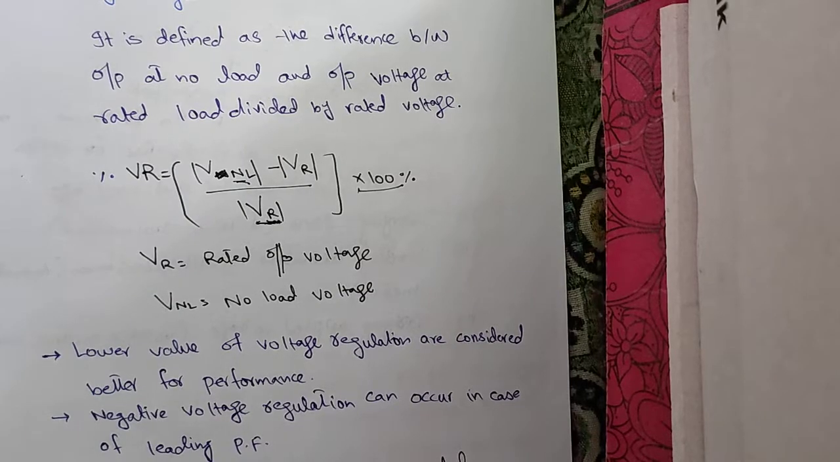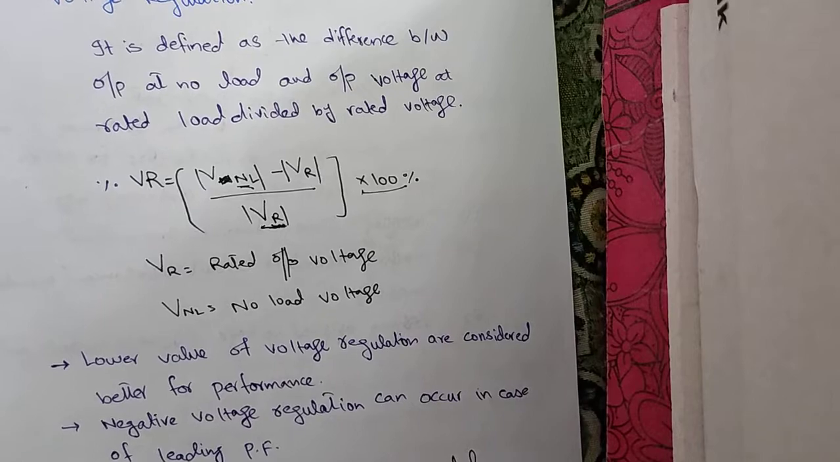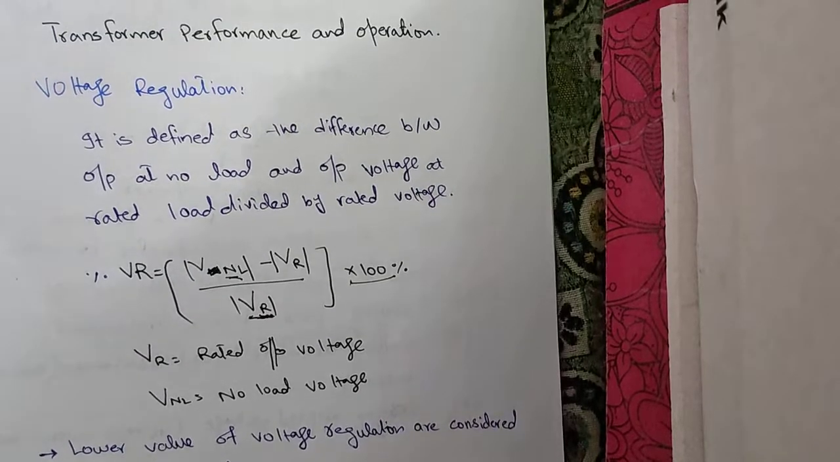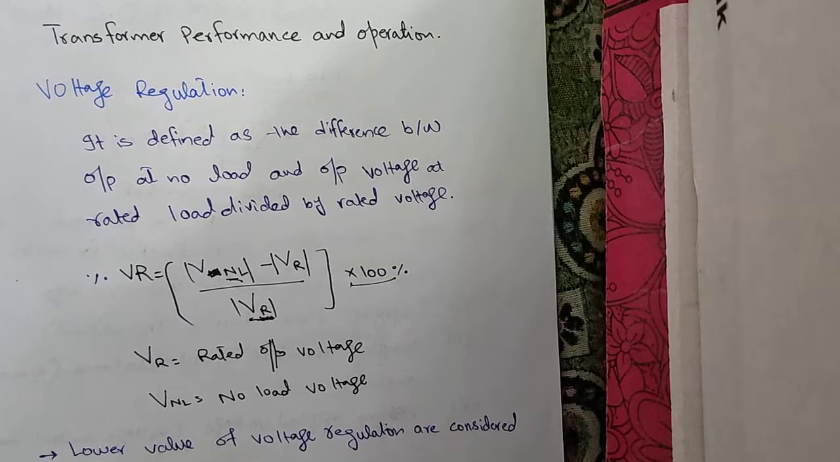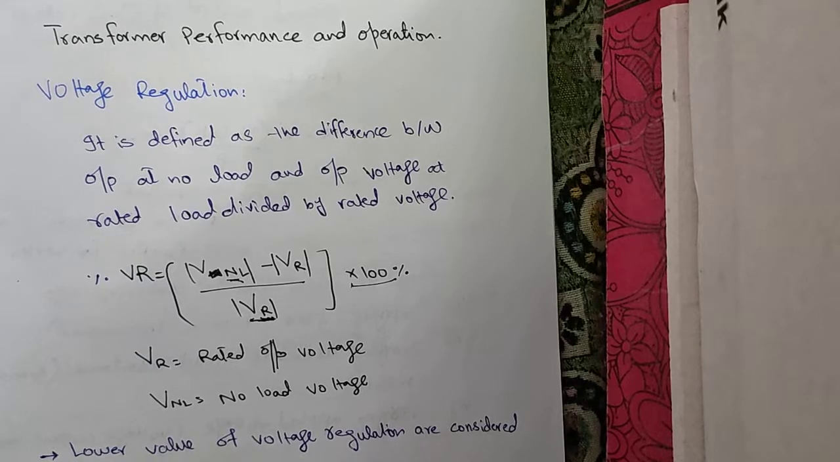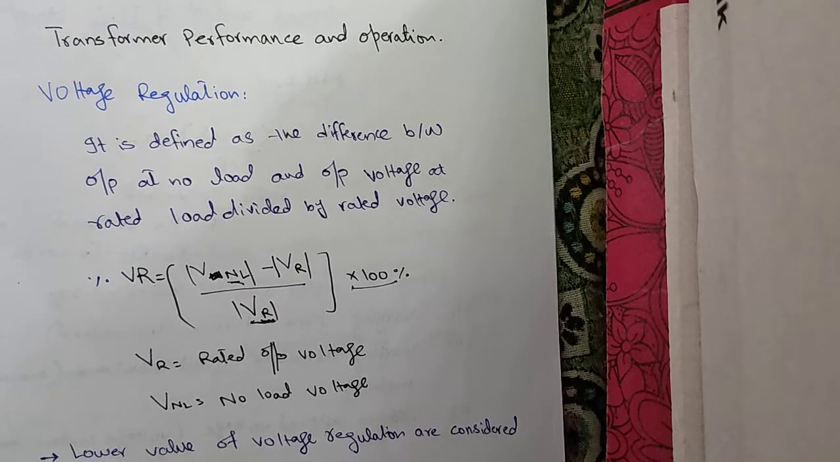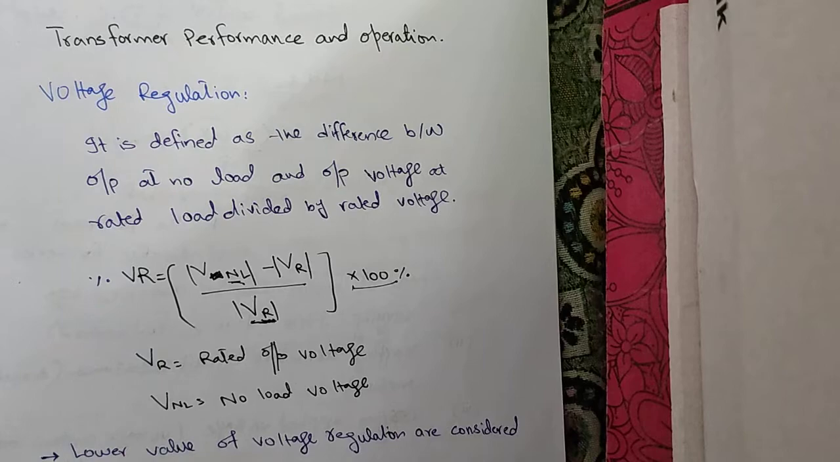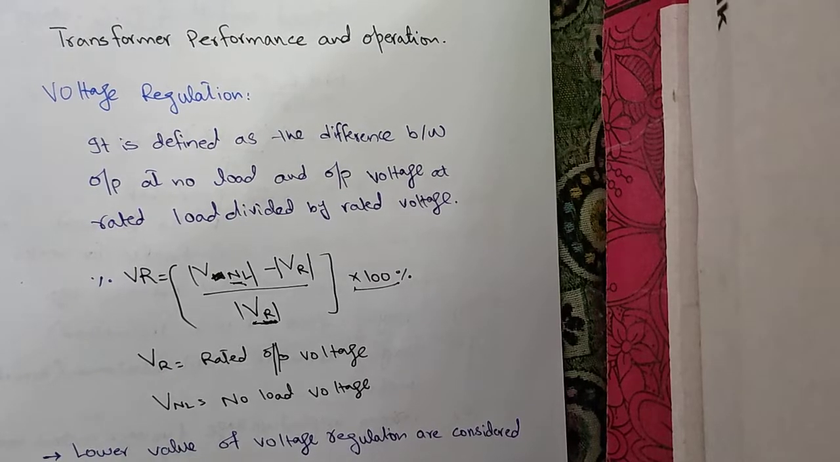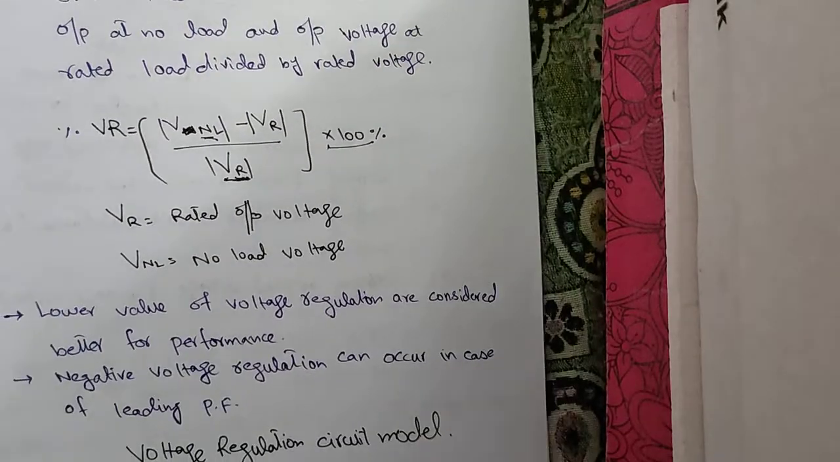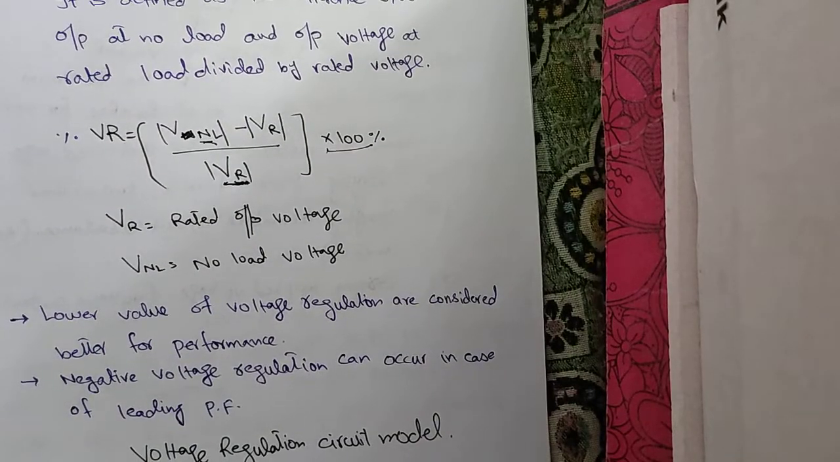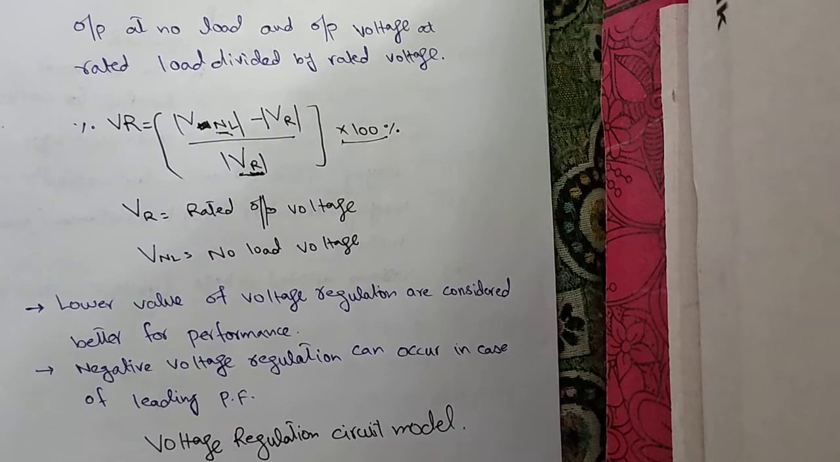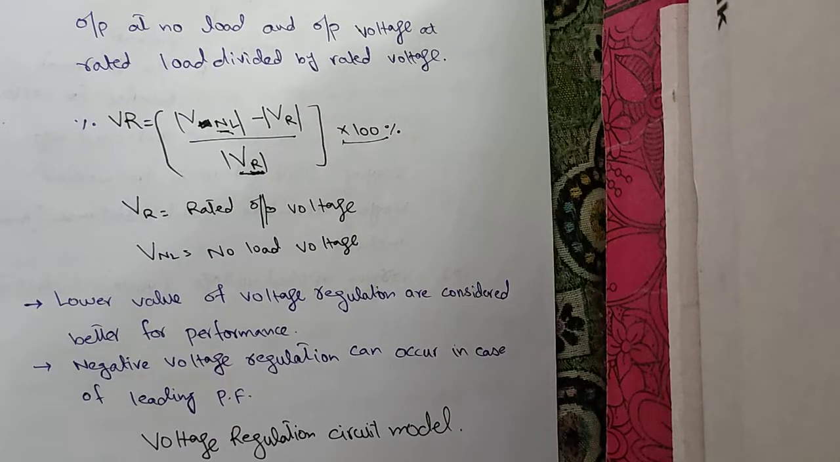I am going to repeat it. What is voltage regulation? It is defined as the difference between the voltage output at no load and the output voltage at rated load, divided by rated voltage. Voltage regulation is kept minimum for better performance, and voltage regulation can be negative in case of leading power factor.